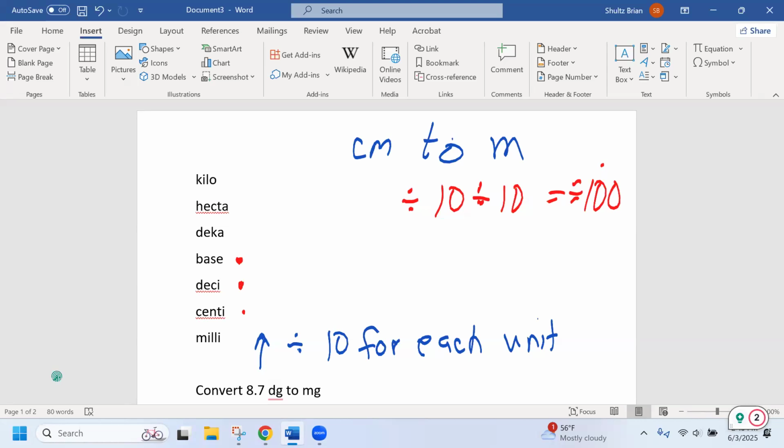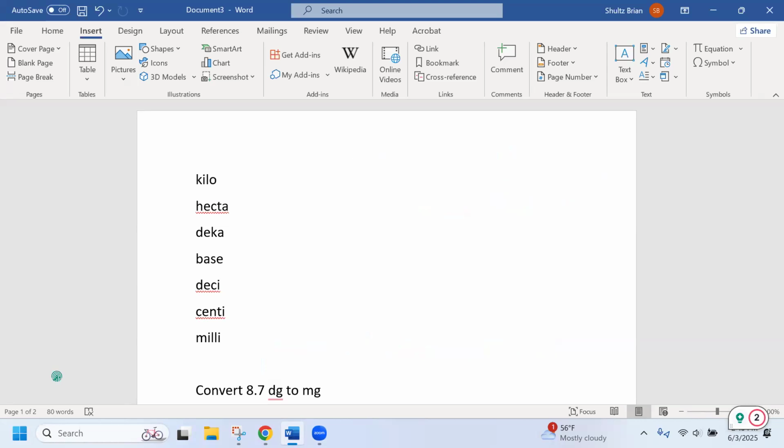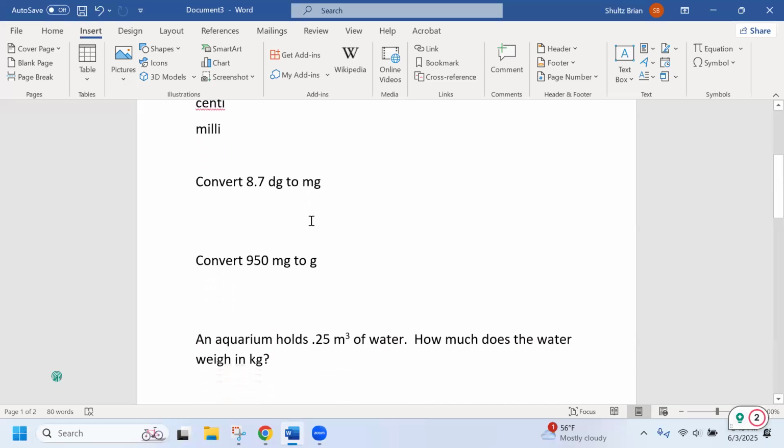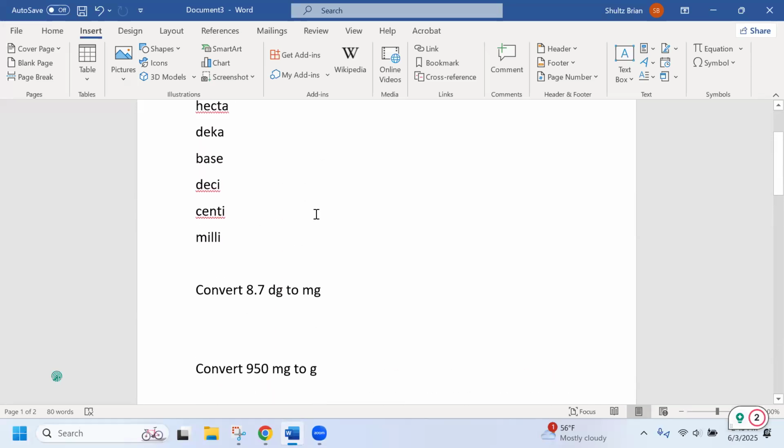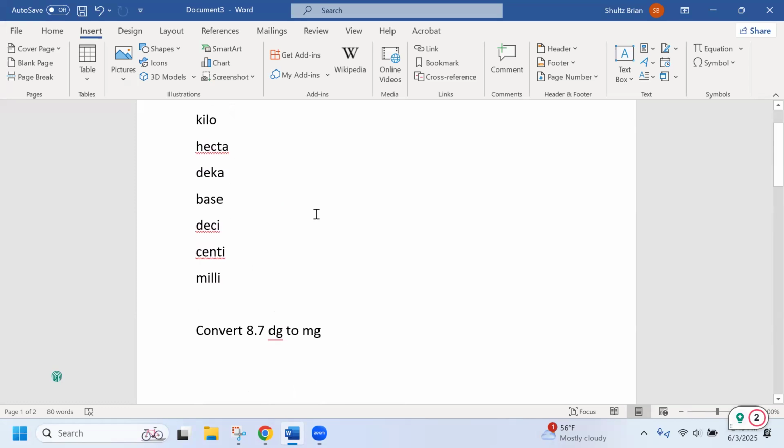Okay, so let's look at some examples. I'm going to convert 8.7 decigrams to milligrams. So I'm going to come over here and talk about this for a second because we have two D words here and here. The actual abbreviation for grams in deca is DAM, and for deci is DM. So those are the two things that you want to notice.